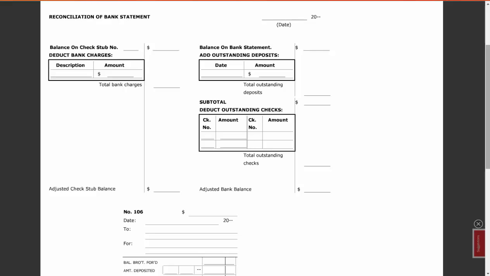So on the left-hand side here, we have our balance on our next check stub. Physically, what you would have to do is look at your check stub and get your balance. It should be your next unused check stub, okay, so not the one that you just wrote a check out. It would be the next one that you haven't filled out. And then we're going to have any bank charges.